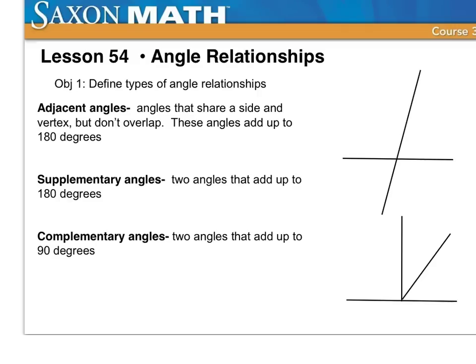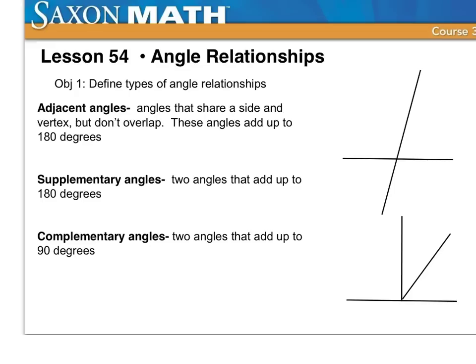And we're on lesson 54. This is all about angle relationships, and your objective here is to define types of angle relationships. We got three on this page so far. Adjacent angles are angles that share a side and a vertex but don't overlap. And these angles add up to 180 degrees.